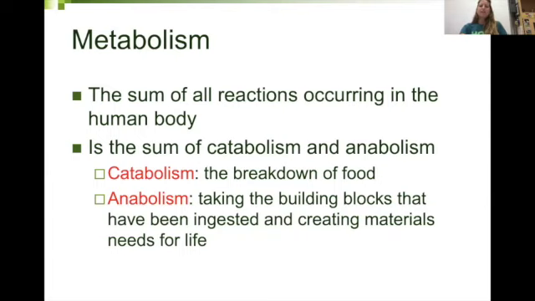Again, your metabolism is the sum of all the reactions in your body. So catabolism is breaking your food down, and anabolism is using all of the stuff that you get from breaking your food down to then build up your body.